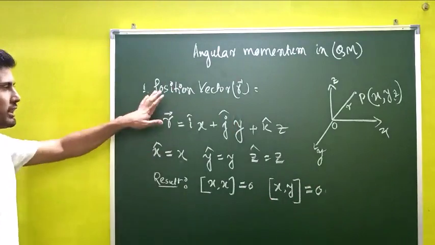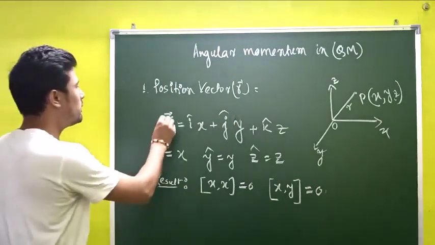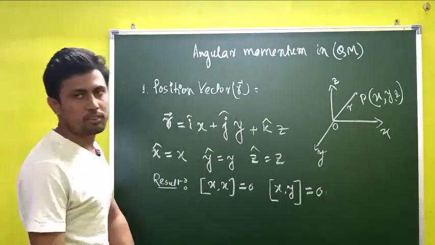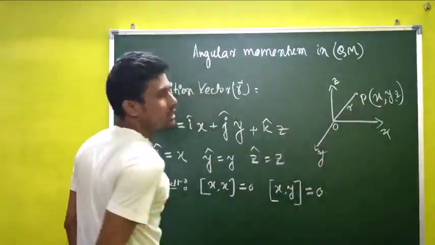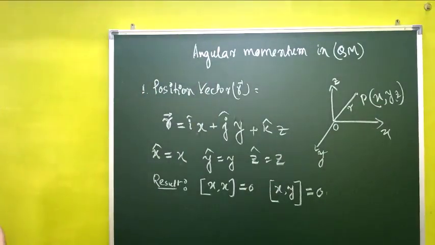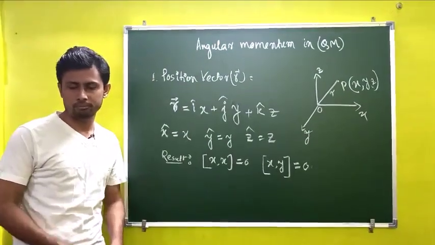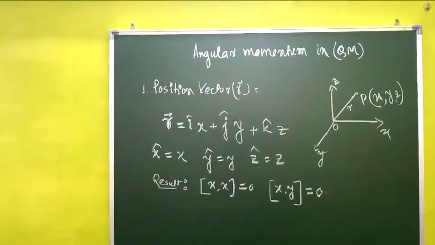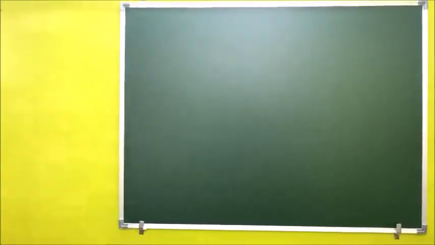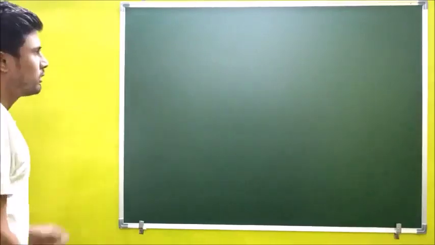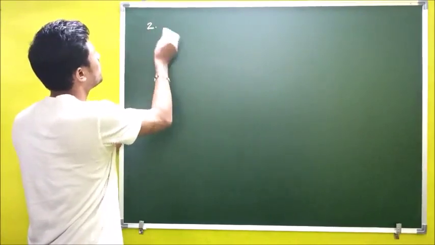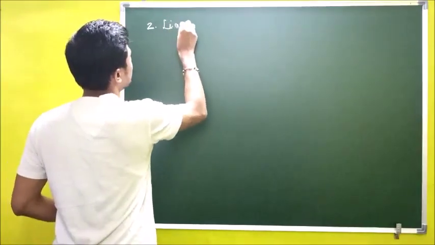So what is the position vector? It is the vector summation of the three coordinates x, y, and z for a point P(x, y, z). Now we will see number 2, that is the linear momentum of a particle.